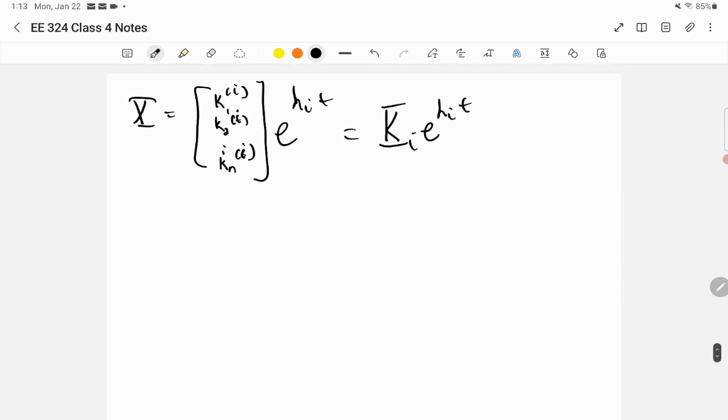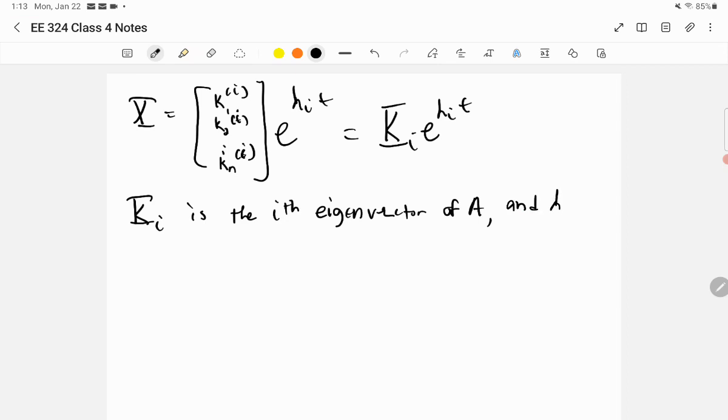And it turns out that we can actually tell you what each of these things are. Ki is the ith eigenvector of A, and lambda i is the ith eigenvalue of the matrix A. Okay?